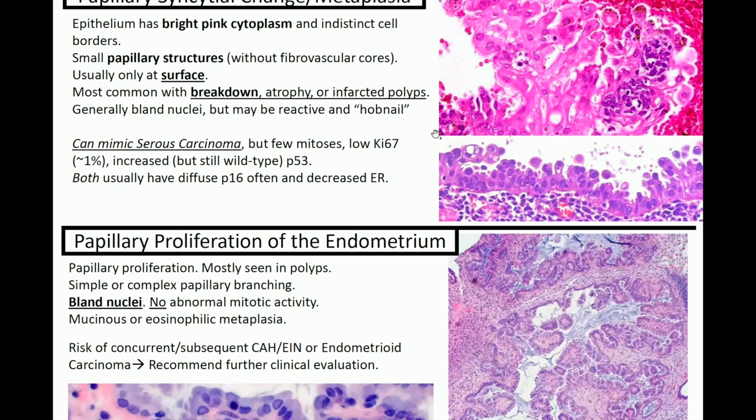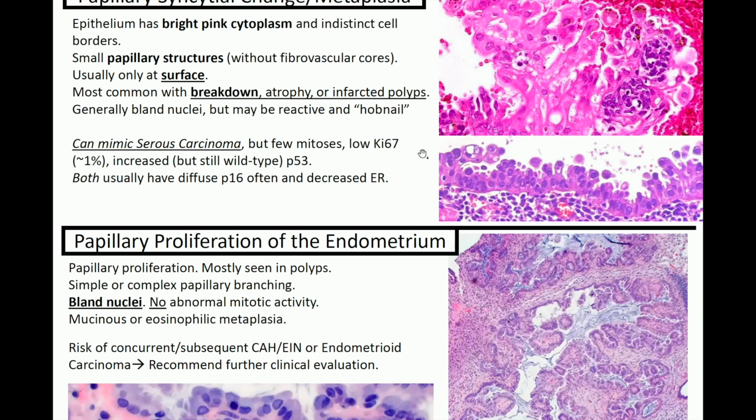Another benign finding is papillary or syncytial change or metaplasia. The epithelium is going to have a bright pink cytoplasm and indistinct cell borders with small papillary structures without fibrovascular cores, usually only at the surface, most common with breakdown, atrophy, or infarcted polyps, and generally has bland nuclei but may be reactive in hobnail. And it can mimic serous carcinoma, but has few mitoses, low Ki67, around 1%, and increased but still wild type P53.